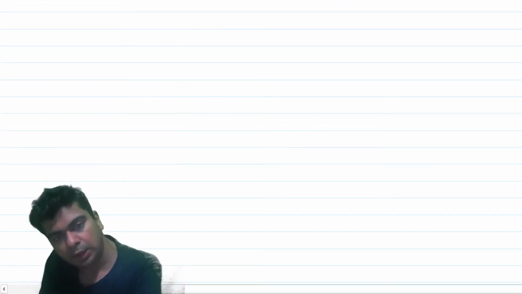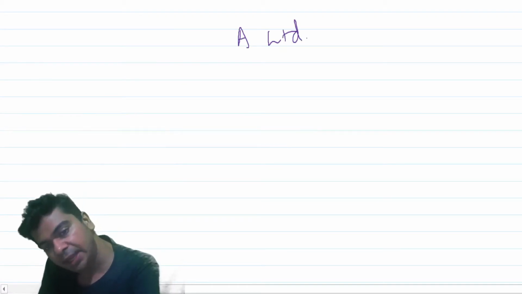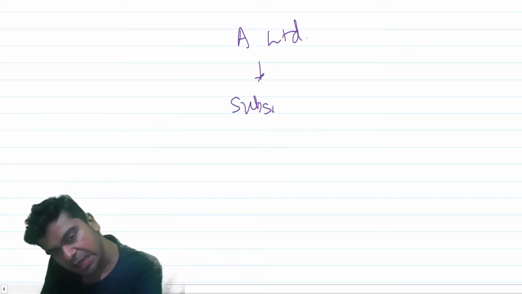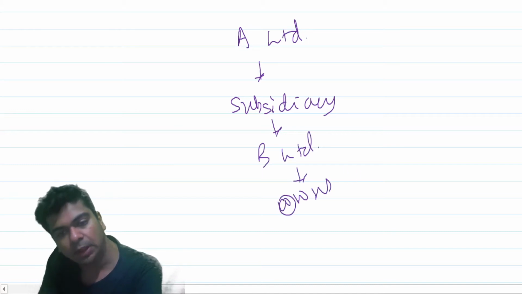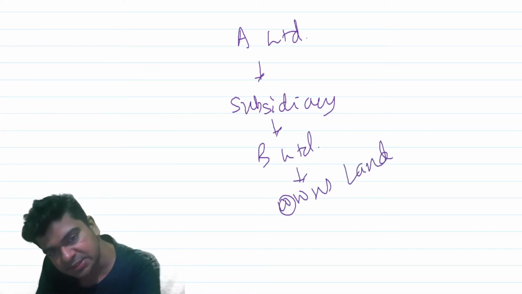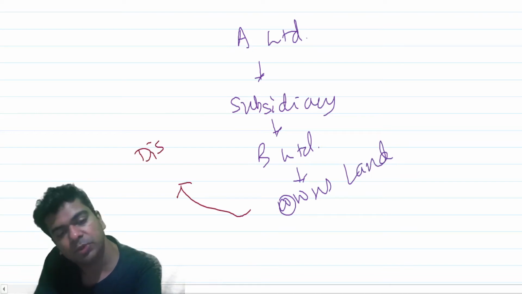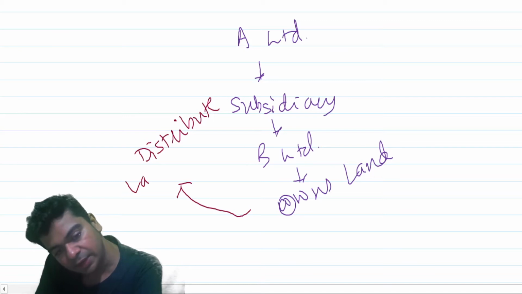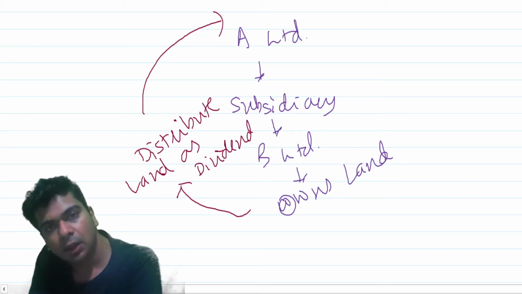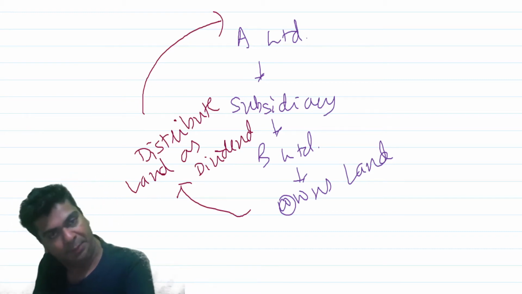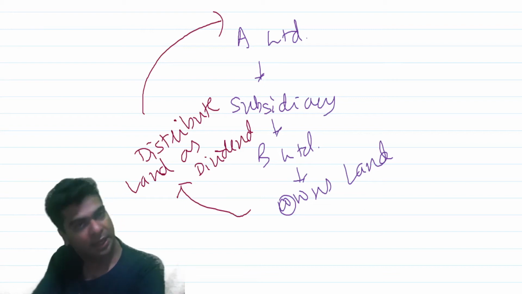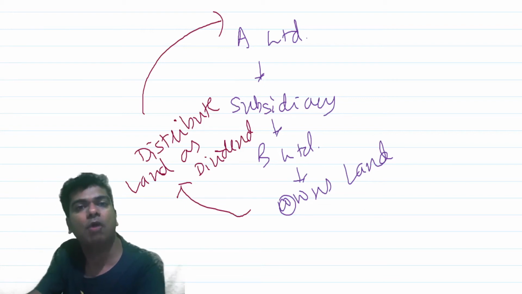How is that possible? Think of this kind of a situation. You have a company A Limited. It has a subsidiary B Limited. And B Limited owns land. And B Limited has decided that it will distribute this land as dividend to the parent company. The parent company is A Limited. A Limited has a subsidiary B Limited. B Limited is owning the land. B Limited is required to pay dividend. B Limited has decided that it will distribute land to its parent in lieu of cash dividend.